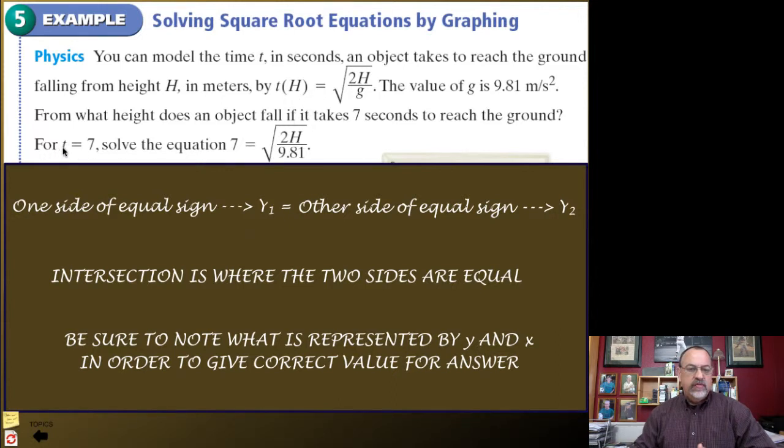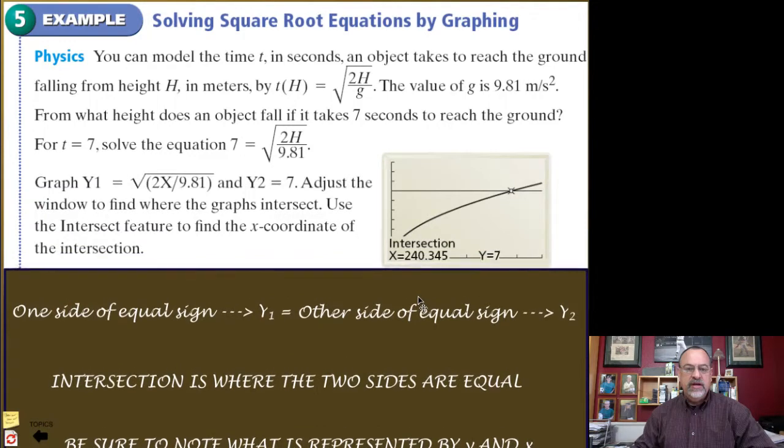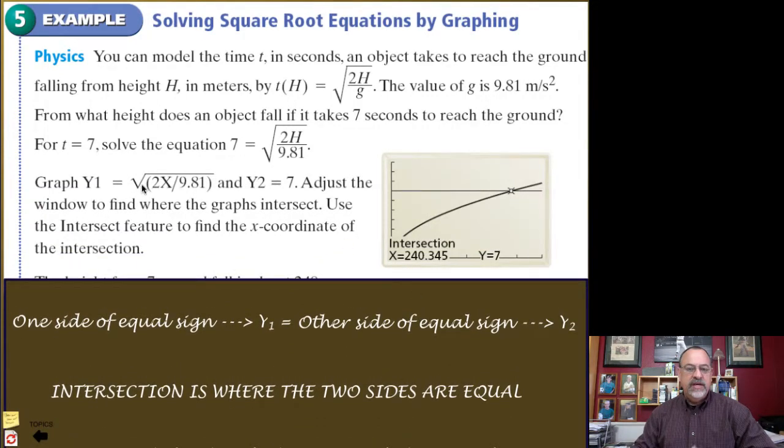It says solve for t of 7, so we solve the equation for 7. T is the time that it takes, so you'll notice that it goes in on the left. The equation on the right, after substituting in the 9.81 that I'm given for g, I have the h. So when I substitute this into my calculator, I put the left side in as y1 and the other side in as y2. That order doesn't matter. We have the intersection point here. We calculate that, and notice it gives me an x-coordinate and a y-coordinate.